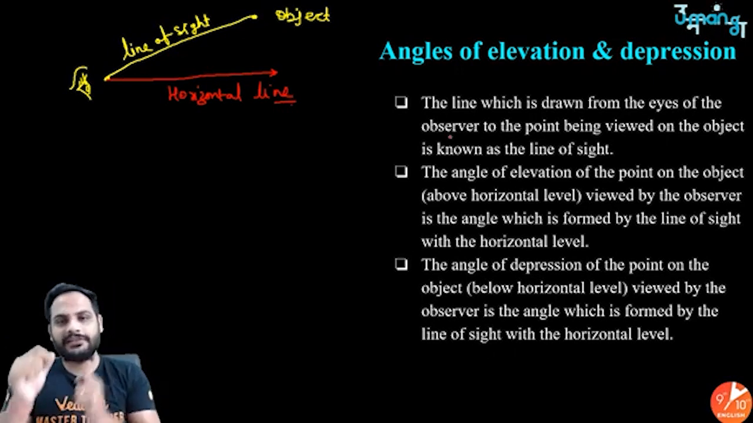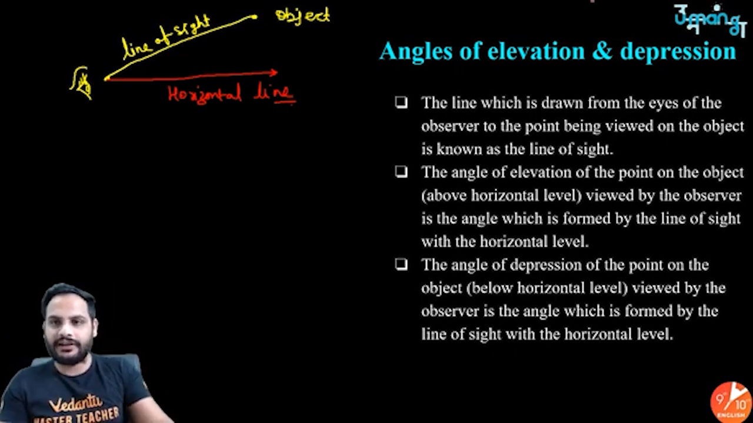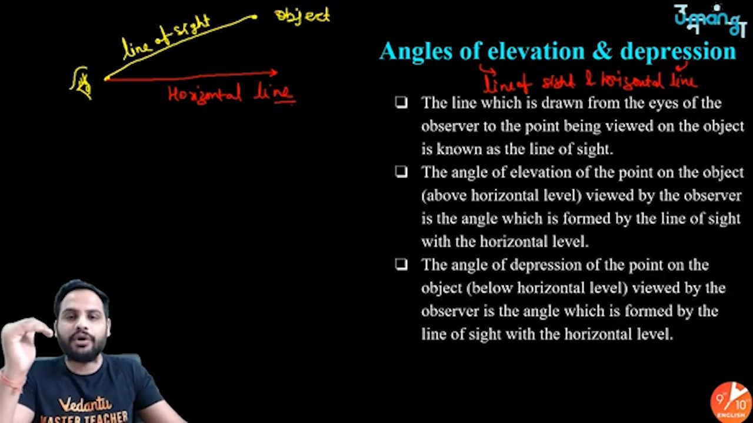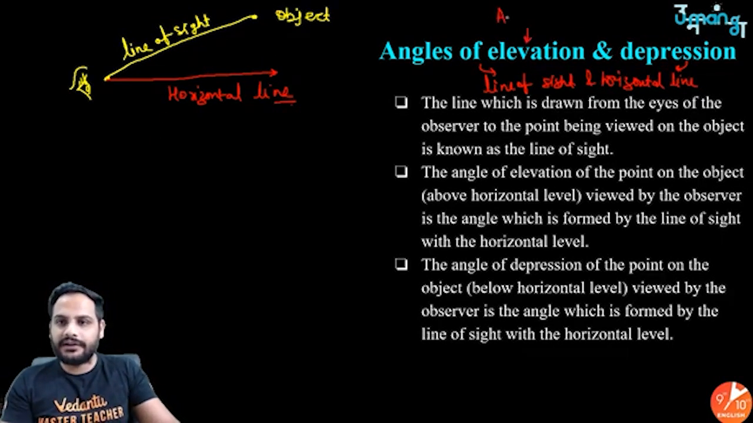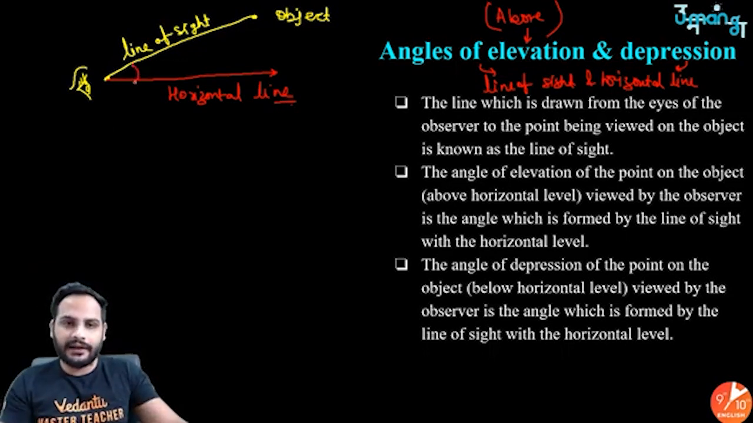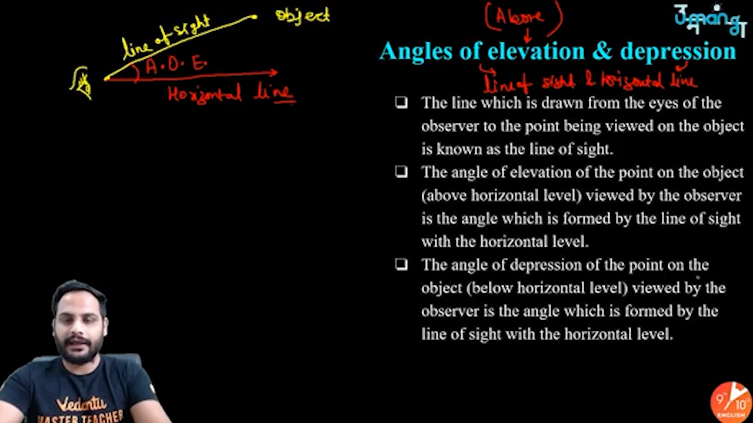Now, you can understand, both the angle of elevation and angle of depression lie between line of sight and horizontal line. Both of them are going to lie between these two lines only. The only important part is that when the object is above the eye level of the observer, if I have to look up to look at any object, in that case, that angle will be called angle of elevation.